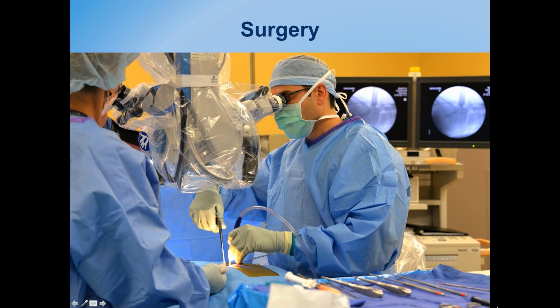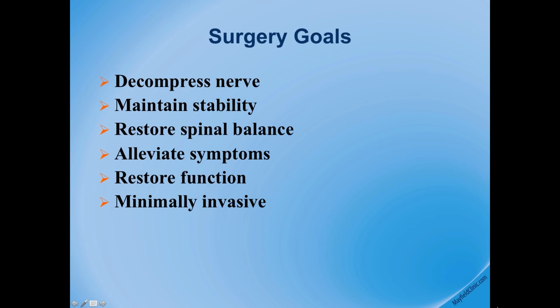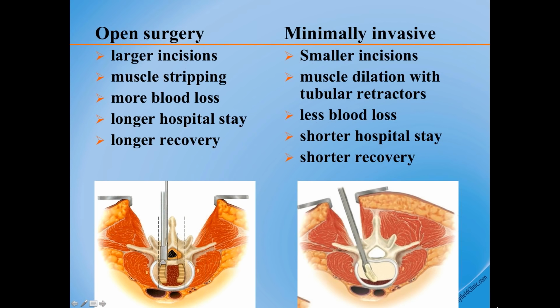The goal of surgery is to decrease and eliminate the pain as well as improve neurological dysfunction by physically taking the pressure off the nerves. During these two procedures, we're going to remove bone spurs, remove disc herniations, remove any compressive ligaments, as well as correct anything that's out of alignment. There are many varieties of surgical techniques, and we use both minimally invasive and traditional surgical techniques to achieve these goals. When we think about surgery, we think about our goals. The goal, once again, is to decompress the nerves, maintain stability, restore your spinal balance, alleviate your symptoms, restore function, and be as minimally invasive as possible.